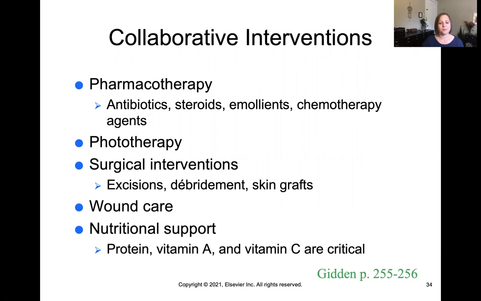Excellent wound care is important. And then nutritional support. So there's specific macro and micronutrients that are critical to wound care and to tissue integrity. And specifically, we're talking about protein, vitamin A, and vitamin C. Make sure you write those down because you'll really want to know if your patients are getting adequate protein and vitamin A and C in terms of wound healing.